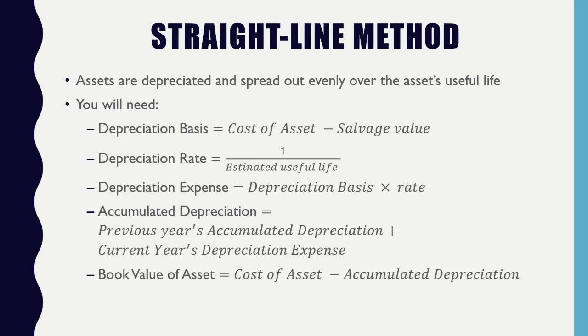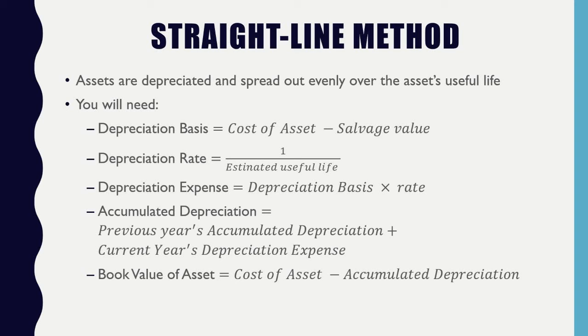Now, what are the formulas going to entail? It's going to be a mixture of both units of production and double declining, so we're going to see familiar equations with a slight difference. The first one is the depreciation basis. It's the same one we learned in units of production, which is the cost of the asset minus salvage value. The depreciation rate is going to be 1 over its useful life.